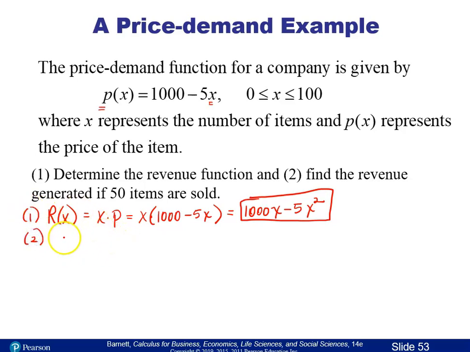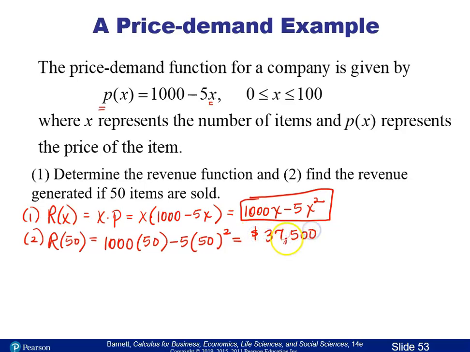Number two, find the revenue generated if 50 items are sold. So that's going to be R of 50. Okay, so in other words, evaluate the revenue function for x equals 50. So that's going to be 1000 times 50 minus 5 times 50 squared. And that will be 37,500. Okay, so that's not your profit. That's just what you take in when you sell whatever items these are.